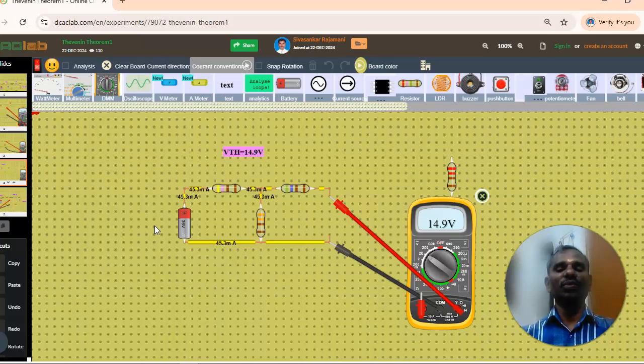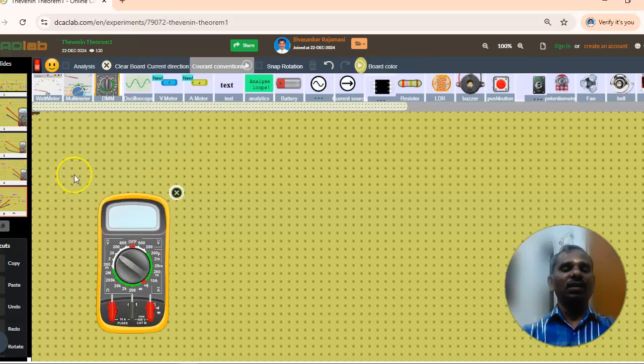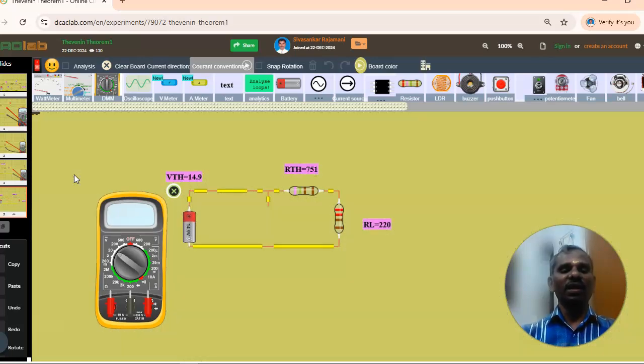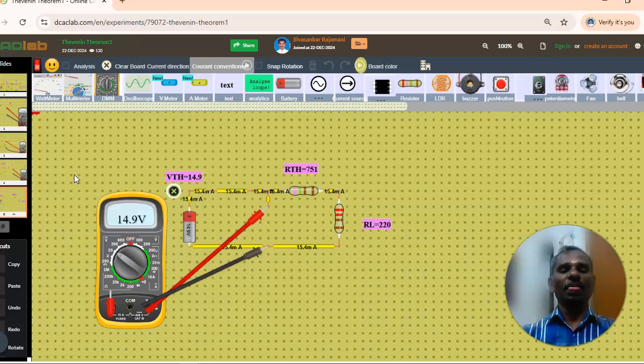Then we need to find the load current. So we have the supply voltage of 14.9 volts. We can see that the multimeter is showing 14.9 volts. It is connected in series with the RTH, 751 ohms, and we can see that the current flowing is 15.4 milliamps, which is the same as the current flowing in the previous circuit.